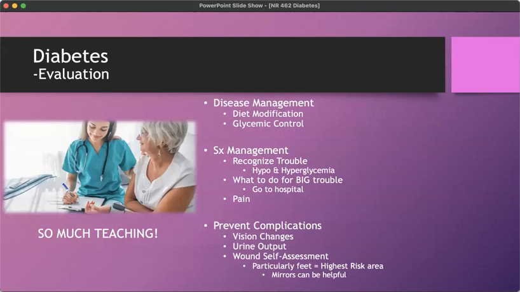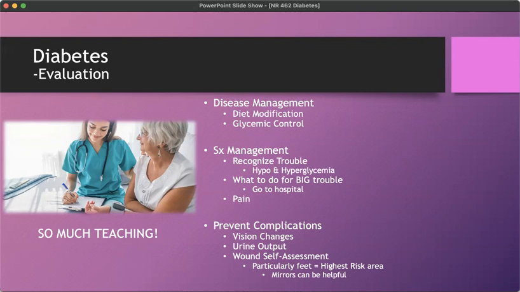And then preventing complications. The big way we do this is through blood sugar control, but we do want to help patients to recognize what complications they're at risk for so they can point those out to physicians as they come up. So vision changes, urine output are 2 big categories that patients can let us know if they're starting to experience. The other big one is wound assessment.